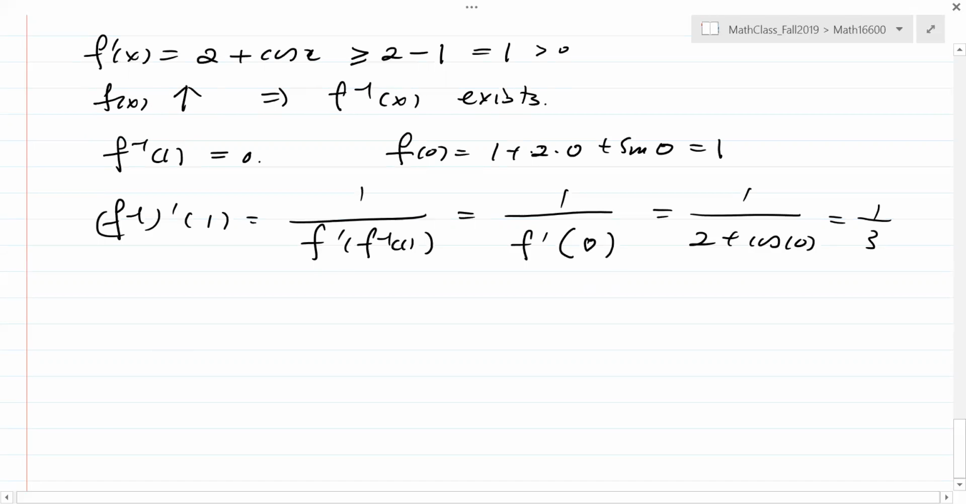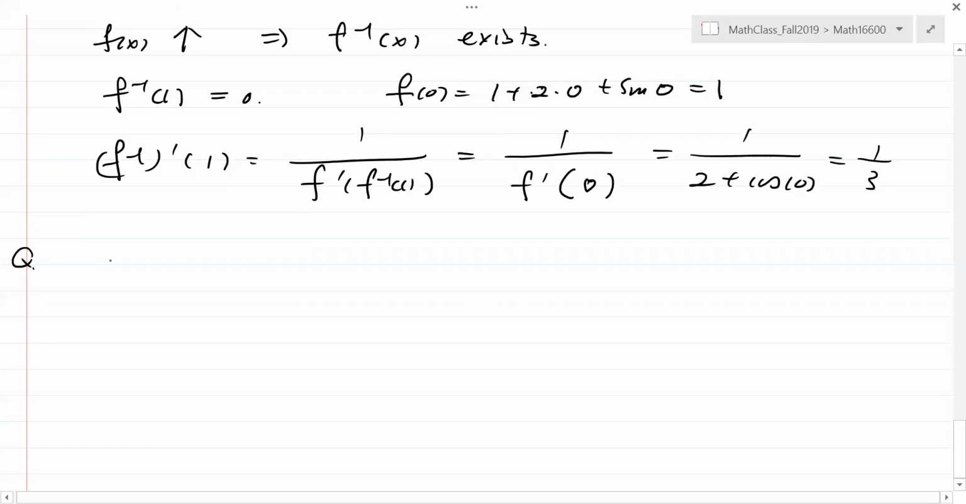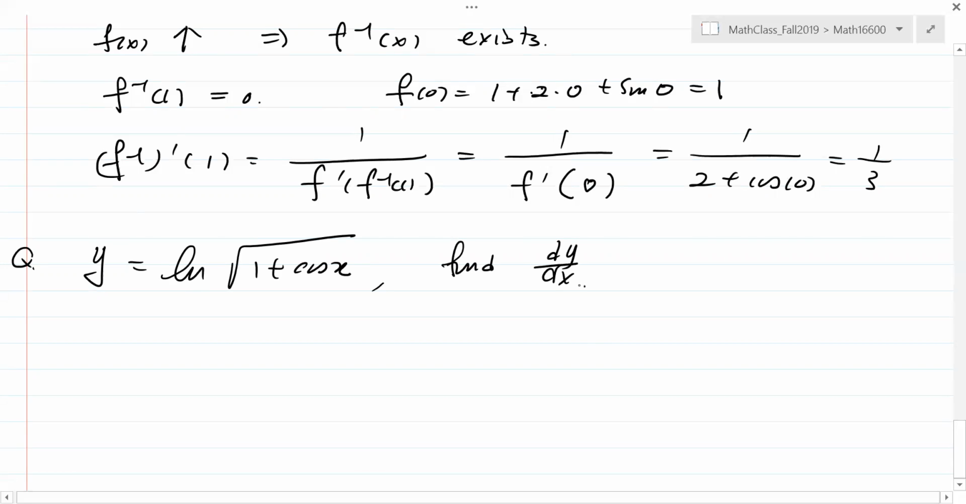Okay. Any other question? If you don't have a question, I'll ask you one more question. Okay. You are given the function natural log of the square root of 1 plus cosine x, right? Find the derivative.